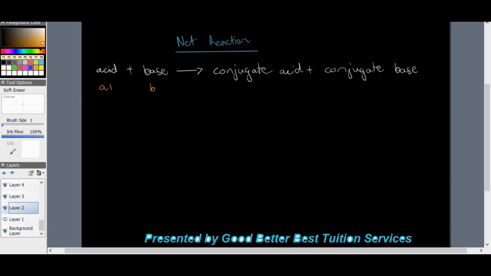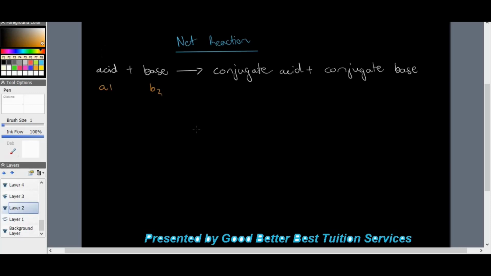Okay. So we've got A1 and B2. A1 is our acid and B2 is our base. What happens is the ones and the twos are going to stay together. Okay, that just explained my next move.